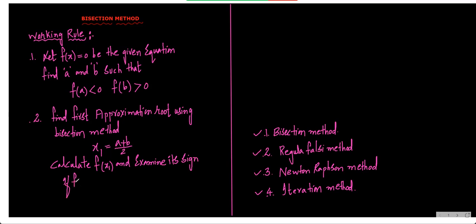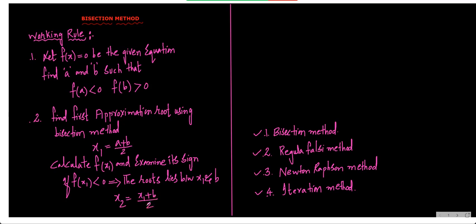If f of x1 is less than 0, this implies that the root lies between x1 and B. Then we have to find the second approximate value, x2. Since f of x1 is negative, x1 will replace A. So the second approximate value is (x1 plus B) divided by 2.